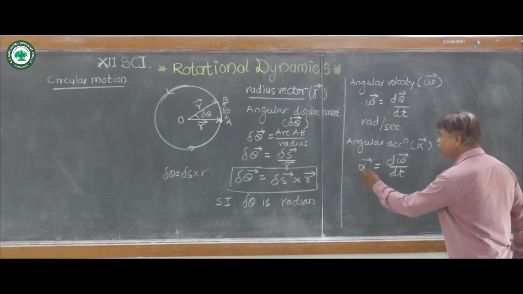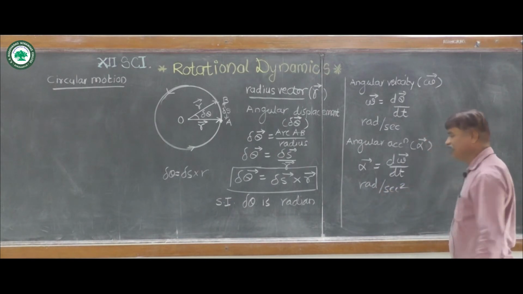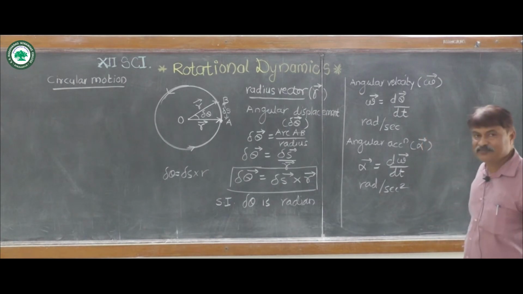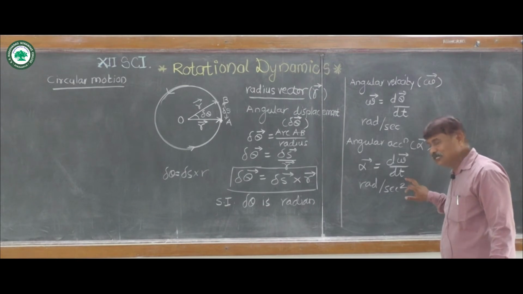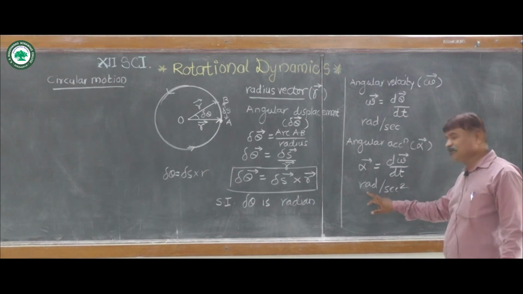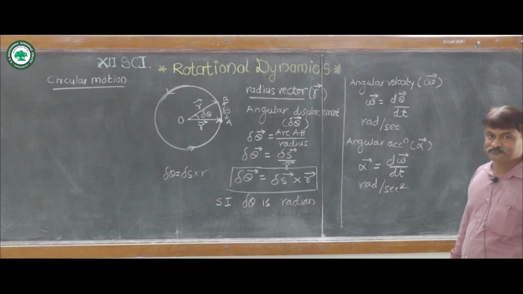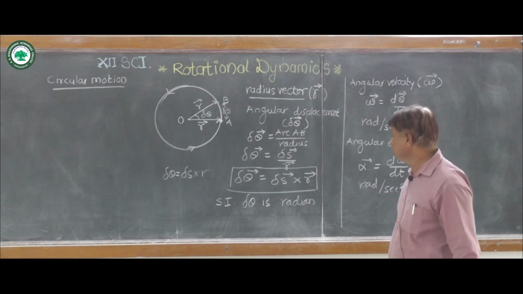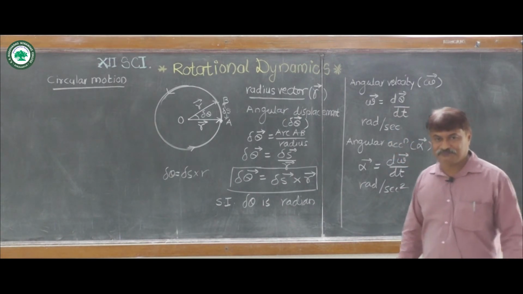Now, the SI unit of angular acceleration is radian per second square. According to the definition, angular acceleration is the rate of change of angular velocity with respect to time, therefore its SI unit is radian per second square. In this way, we study radius vector, angular displacement, angular velocity, and angular acceleration.